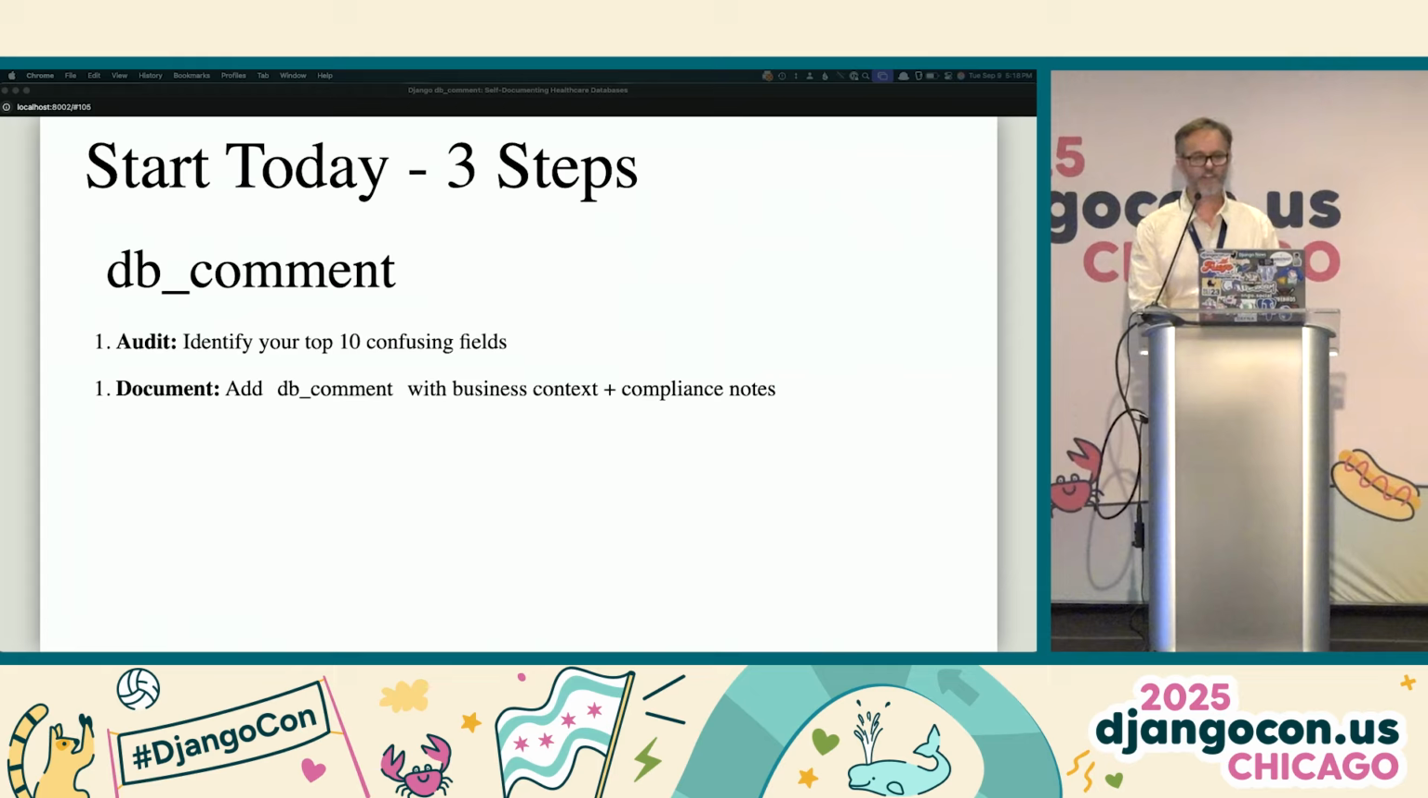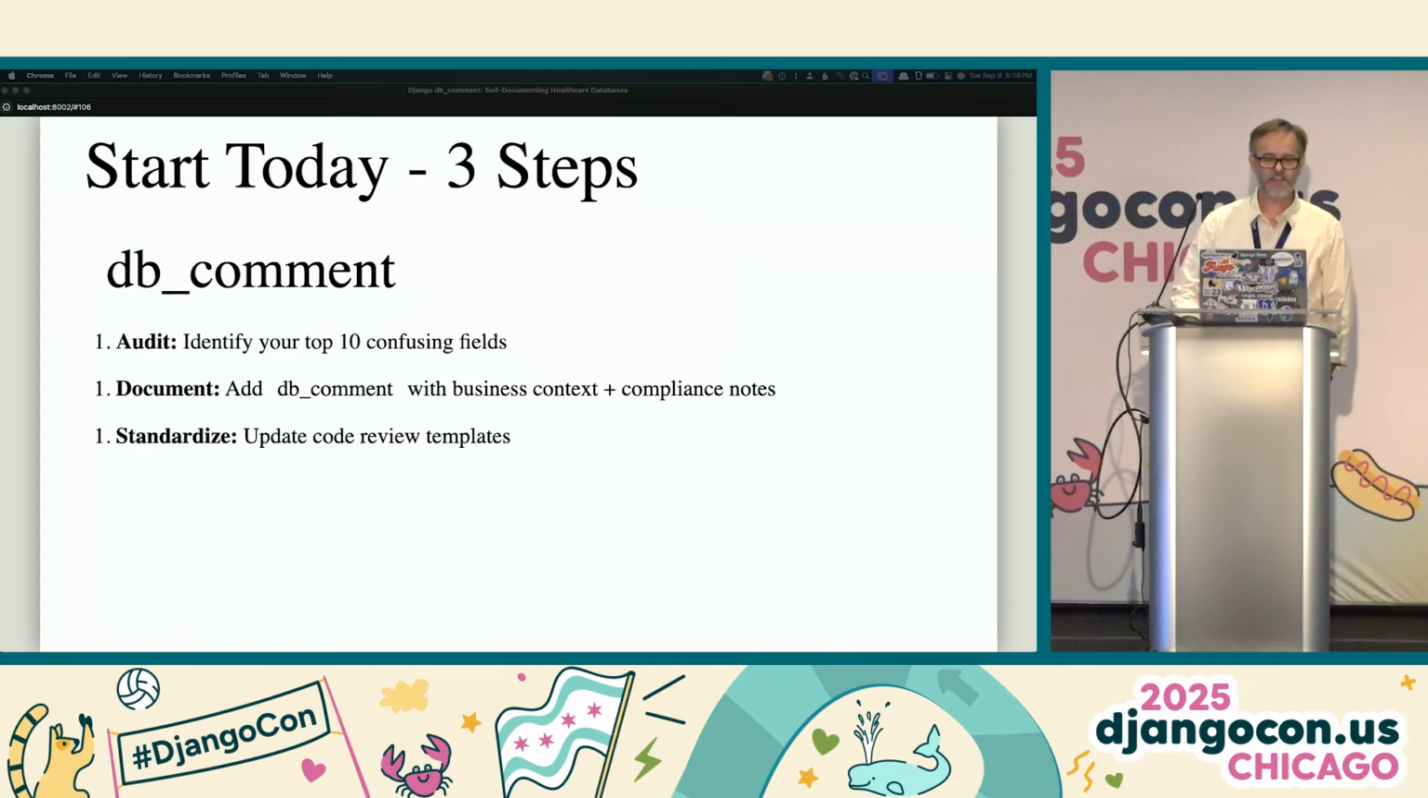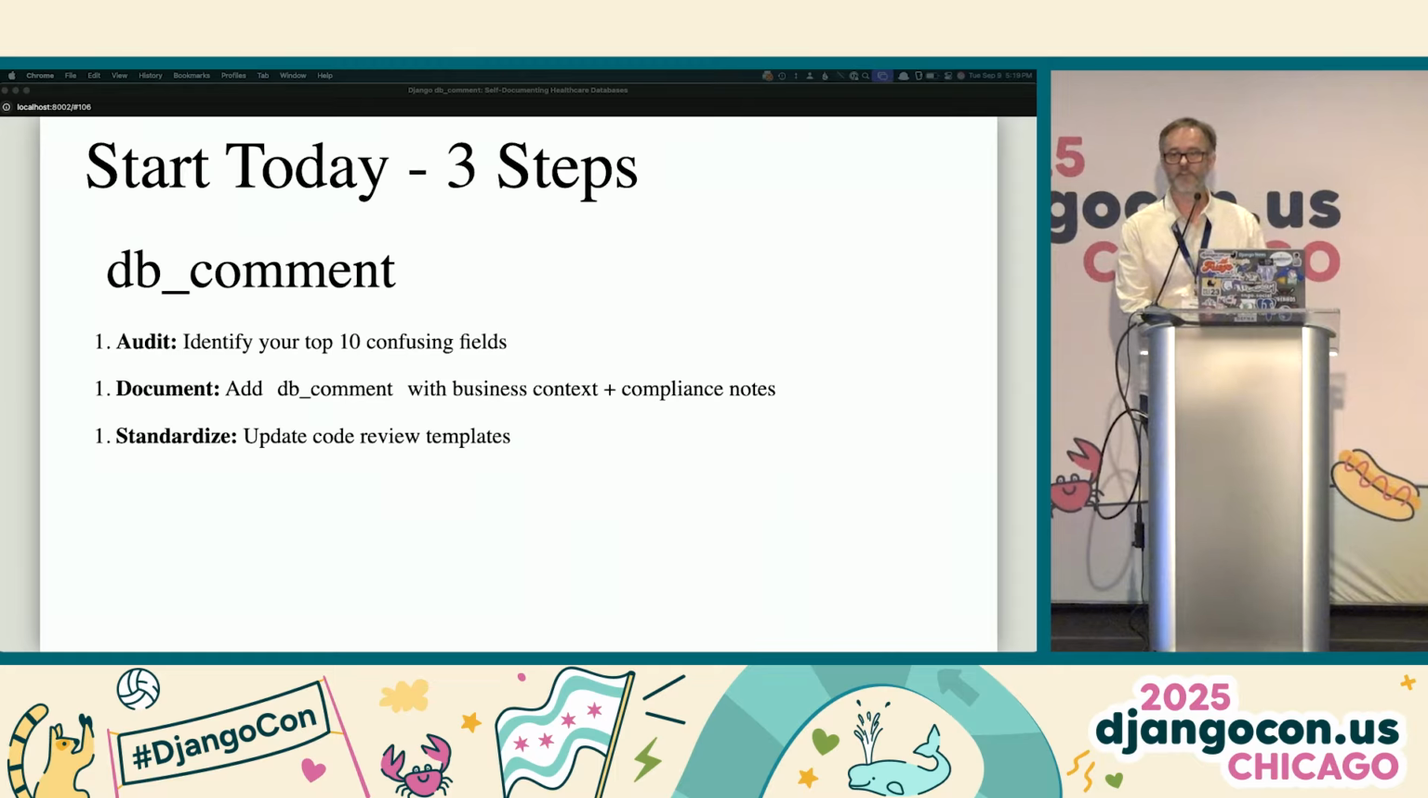Add business context, any calculation methodology that might be involved, any regulatory requirements that might help an auditor, make it a lot easier. And then standardize. Make it a part of your code reviews. You could go so far as to start adding tests that fail if DB comment isn't there. It might be a bit too extreme until you've gone all the way through, but you could.